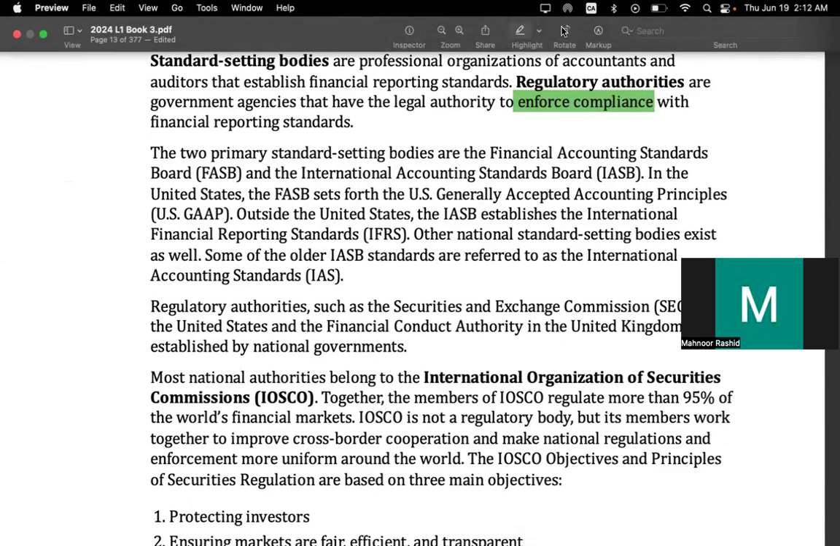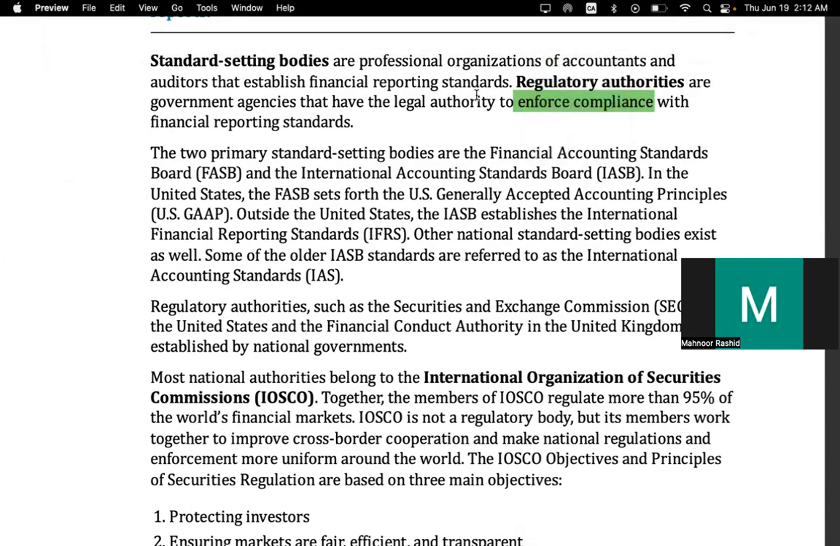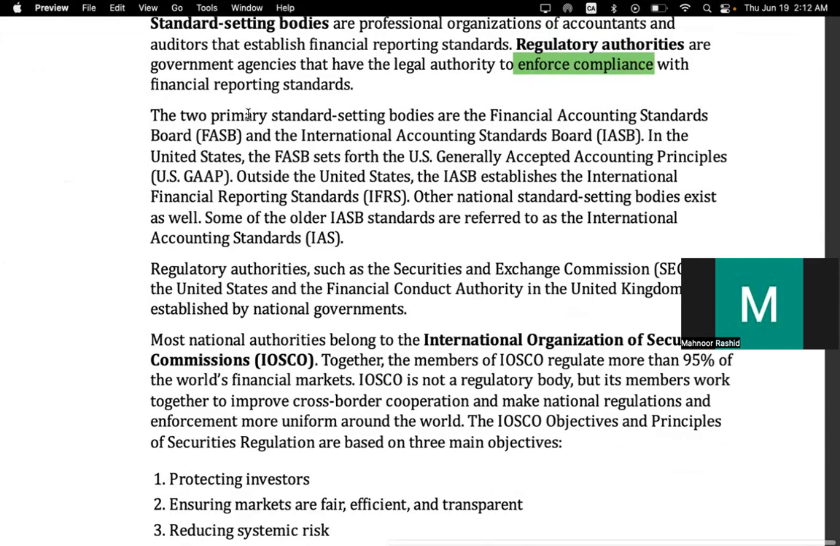Main thing here. I'm going to take pink because I like pink more. Now, the two primary standard setting bodies are FASB, FASB is what I call it. I know that's not what you should call it, and IASB.